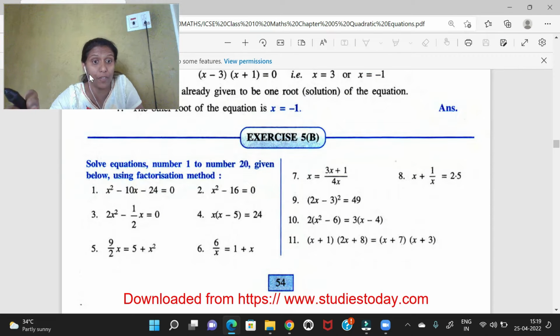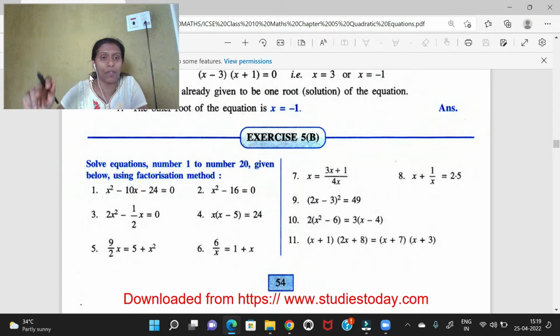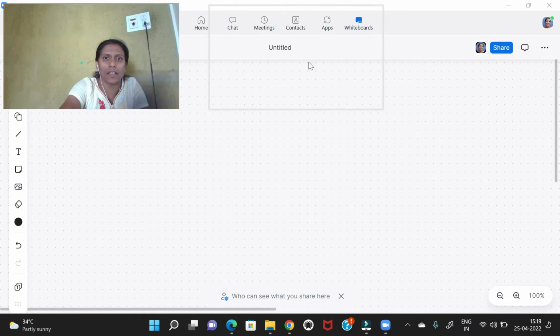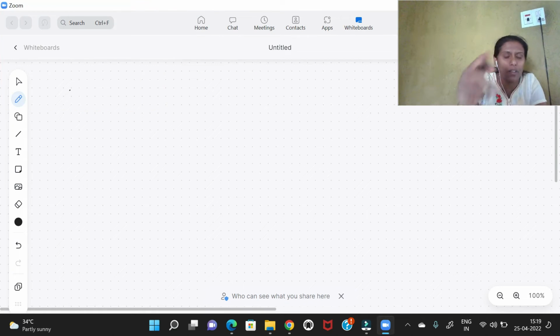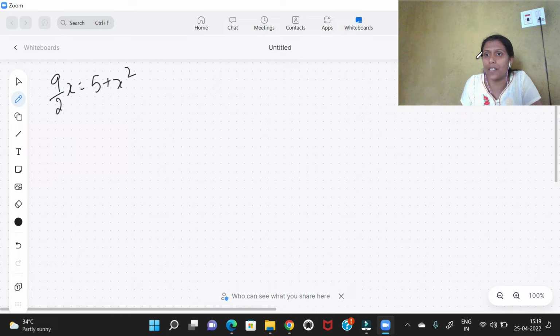Yes, let's go for the fifth one. It is 9 by 2x is equal to 5 plus x square. All right, so I'll put myself on this corner and then I will write down 9 by 2x is equal to 5 plus x square. What can be a choice that you're left with?